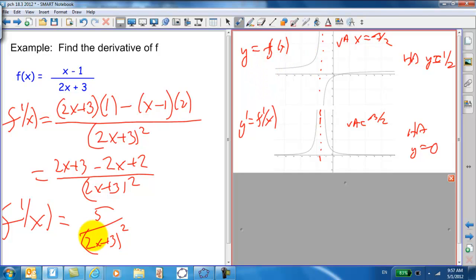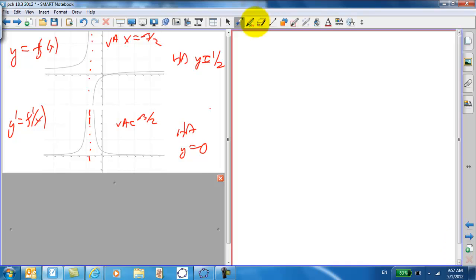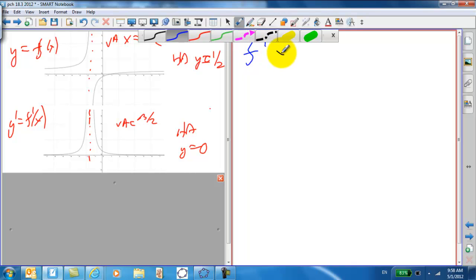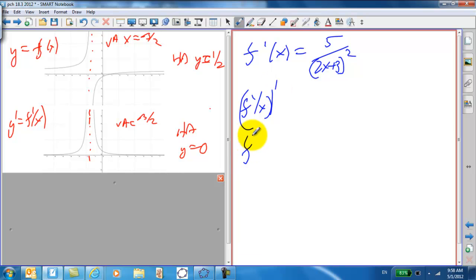Now what if we were to take the derivative of this thing again? Let's go ahead and take our second derivative. Our first derivative, f prime of x, I believe it was 5 over 2x plus 3 squared, and do the derivative of that, the derivative of the derivative. This is called the second derivative. And so we get the low function, 2x plus 3 squared, times the derivative of the high, which is 0, minus the high function, 5. No, I'm sorry, low d high minus the high function, 5 times the derivative of the low function.